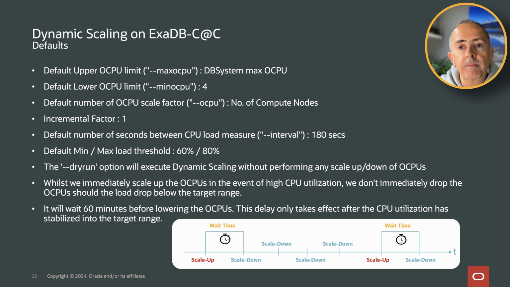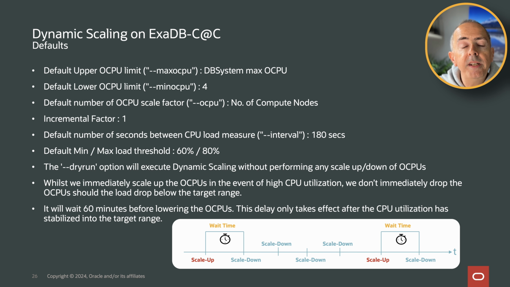And the reason for that is we want to avoid a constant ping-ponging where we increase, we wait a bit, and then we decrease only to find we then need to increase it again. Because all these little scaling operations take a little while to perform. So by doing that, we're likely to miss the peaks. So instead, we'll wait for 60 minutes before lowering the OCPUs.